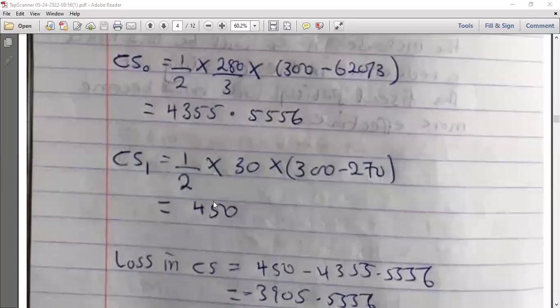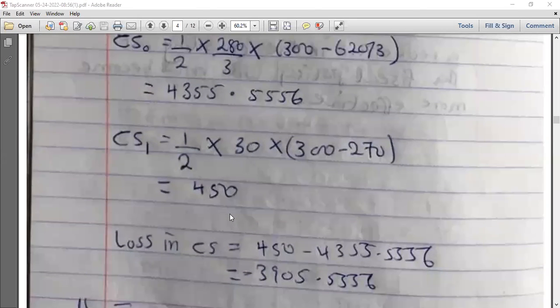So initially, this was the CS, and this is the new one. If you want to find the loss, then it's 450 minus the old one. Change is new minus old, right? So 450 minus this, we are getting minus this value here. So that's the loss in CS after they've internalized the externality. Is that okay? Any question?